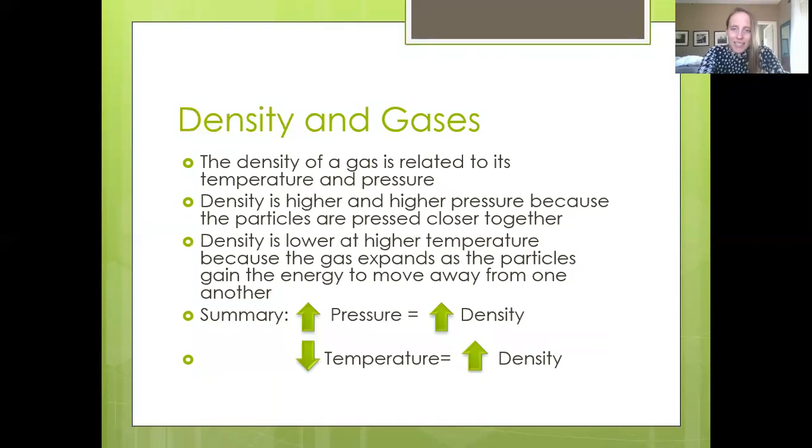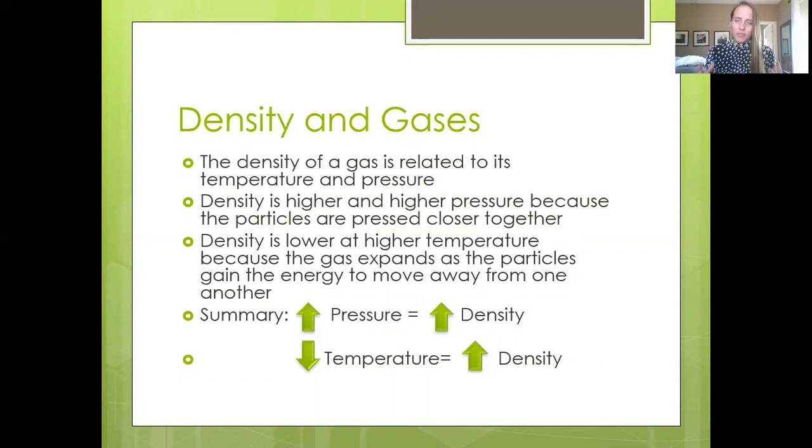Density of gases is highly affected by the temperature and pressure that that gas is experiencing. If you do anything to squeeze the gas molecules closer together, that is going to increase the density of that gas. So when I put pressure on a gas and I squeeze it into a smaller volume, that is going to increase the density. So an increase in pressure is an increase in density.